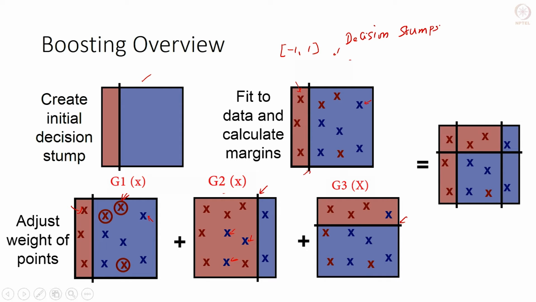So, the next G2 is a decision stump which takes the same data as input, but the data points which have been misclassified by the previous decision stump are given a higher weighting. Finally, the classifier that you use in the end is basically the summation of all the individual classifiers.